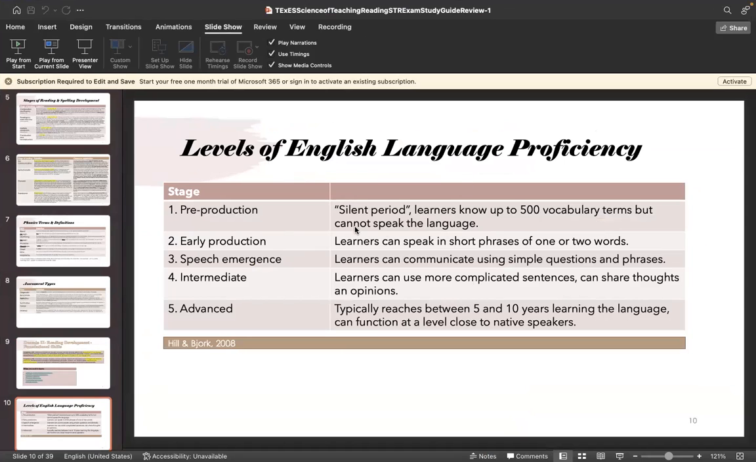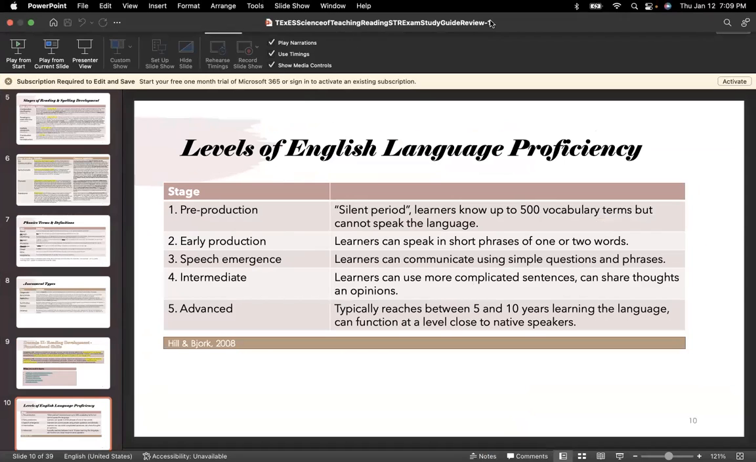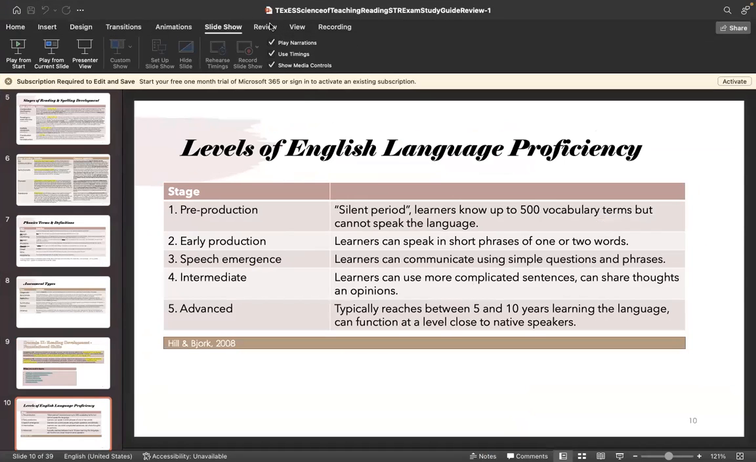Okay, English language proficiency, silent period. And this is a little bit off for us. I'm going to just annotate it for you. And we have designated beginner, and that might be silent. Silent or limited speech. It's going to be mostly in their native language.